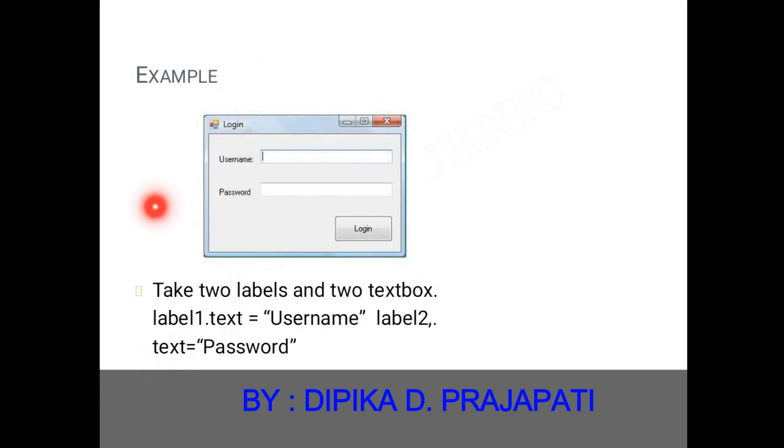Now here is the best example for the text box control. This is a username text box, and this is a password text box. So Label1.Text is equal to Username, this is a label, and Label2.Text is Password.